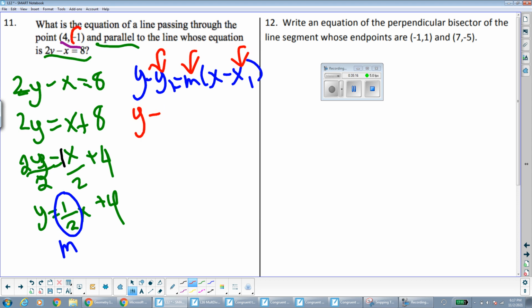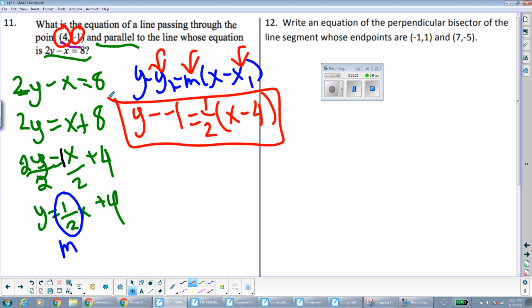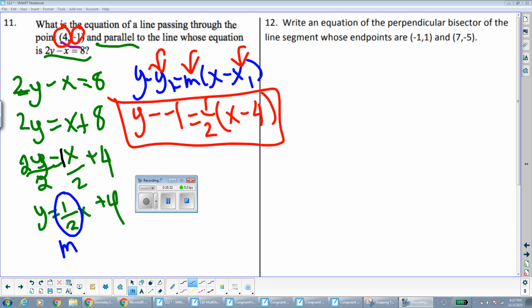The y coordinate of the point we're using is -1. Our slope we just found is 1/2. And the x coordinate of the point that we're using is 4. And that's it. You don't have to solve for y. You can stop right here. If you solve for y, you might make a calculation error, so that's it. It's a perfectly valid and correct equation of the line.